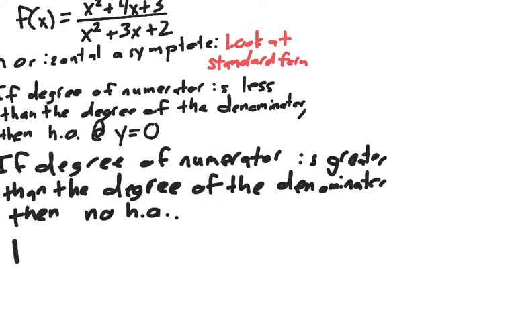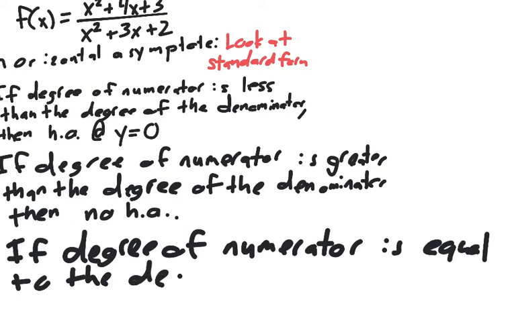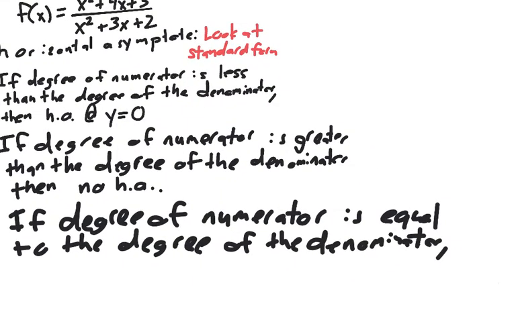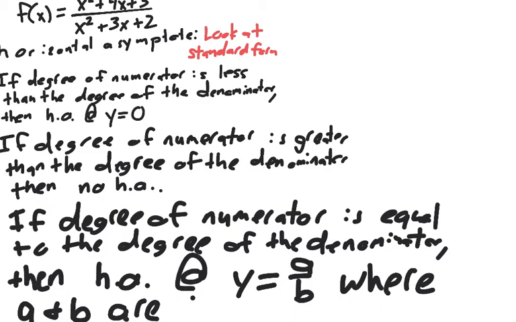So now there's a third case. That would be if the degree of the numerator is equal to the degree of the denominator. Then we have a horizontal asymptote at y equals a over b, where a and b are the leading coefficients.